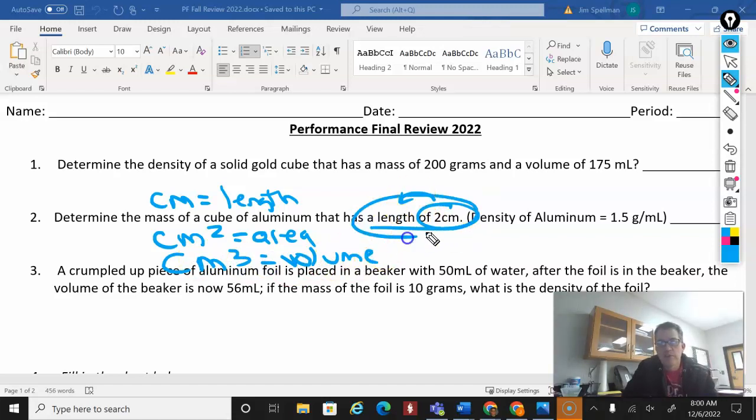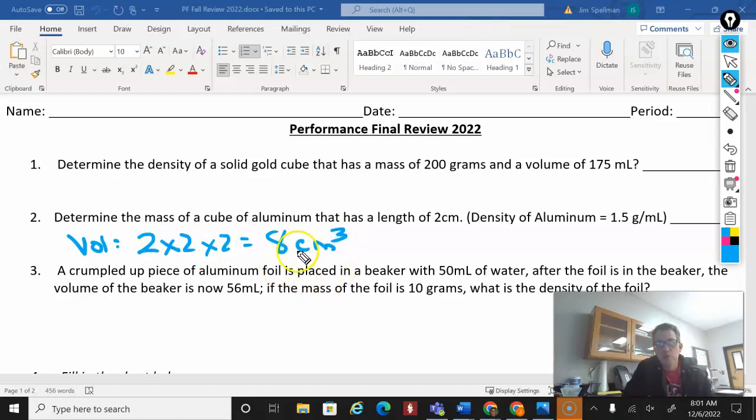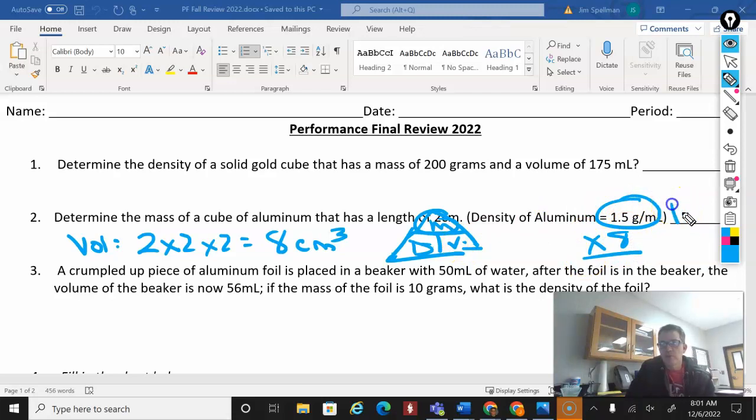So in order to turn this into a volume, we need to multiply it times itself to make it into a cube, which would be 2 times 2 times 2. So the volume is actually 8 cubic centimeters because our cube is 2 centimeters on each side. If we take our little triangle, a way to rearrange the formula: density is mass over volume, therefore mass is density times volume. If I take this 1.5, which is density, and multiply it times 8, which is our volume, we get that the mass is 12. Put a G in there for grams, and that gets us our answer for that one.